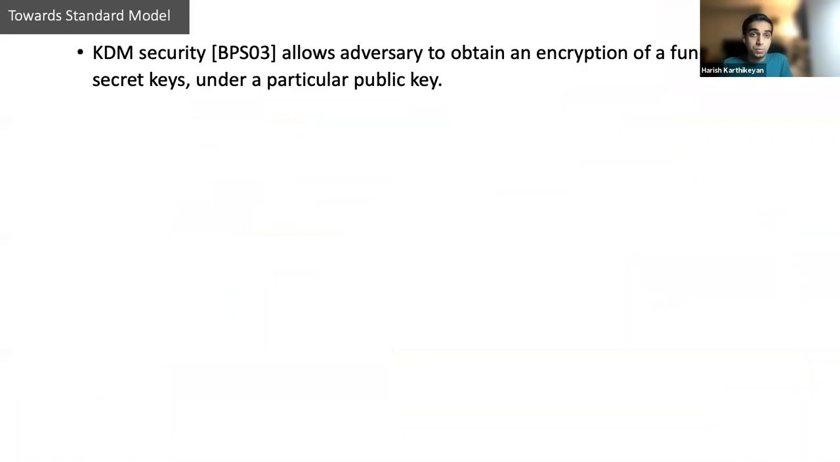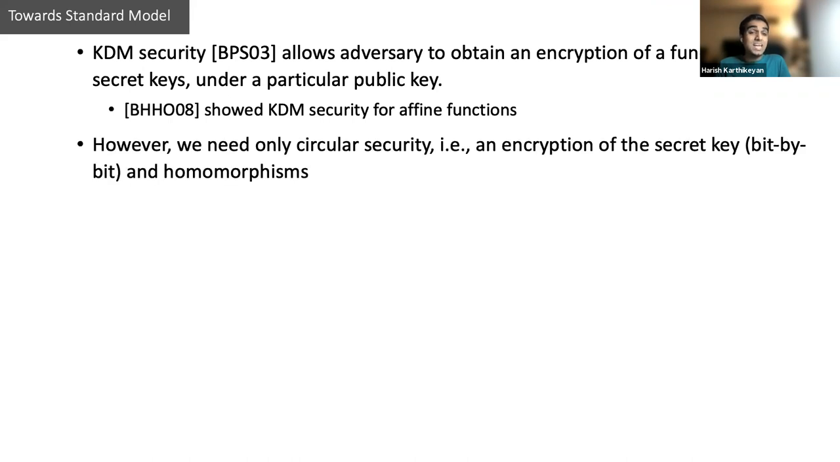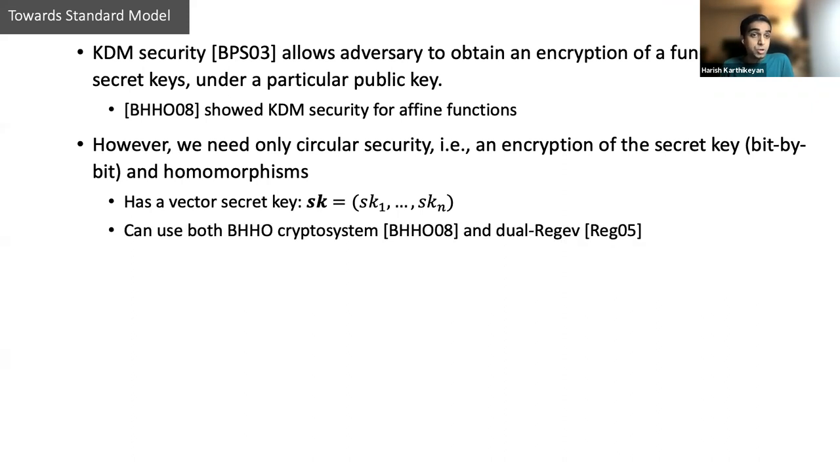The KDM security will allow the adversary to obtain an encryption of a function G of the secret keys under a particular public key. And fortunately, we only need circular security, that is an encryption of the secret key, and use some additional homomorphisms when we go forward towards the standard model. So here we have a vector secret key, say n components long, and we can use both the BHHO crypto system and the dual Regev crypto system for this purpose.